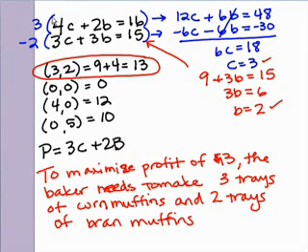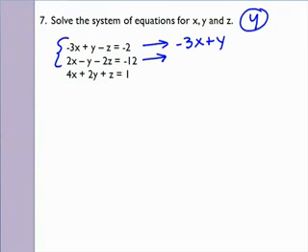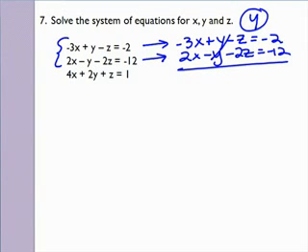Okay, so then we get to move on to systems of 3s. So here's my system of 3. And we're going to move through this really quickly. We're going to go ahead and get rid of our y's first because that looks easiest to me. So I'm going to just take these two straight over here. Negative 3x plus y minus z equals negative 2. And 2x minus y minus 2z is equal to negative 12. My y's drop out, so I get negative x minus 3z is equal to negative 14.